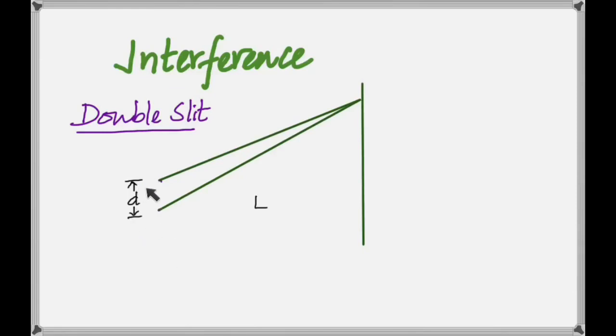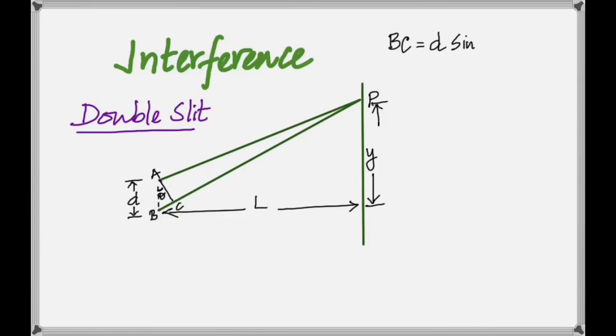Little d is the distance between the two slits. L is the distance between the slits and the screen. The path difference is given by this distance, right? Whatever we call it, that's the path difference. And from the trig there, you get path difference is d sine theta. You've written it so many times. And y is the distance of that point from the center of the screen. So BC is the path difference, and BC is d sine theta. But also sine theta is y by the distance.